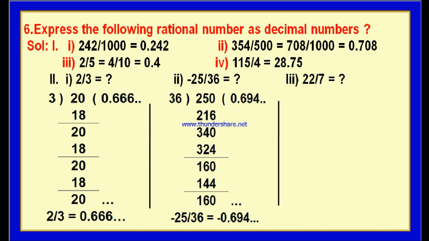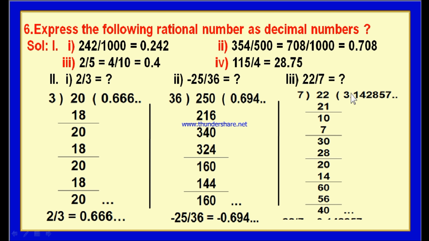Now observe the third bit, 22 divided by 7. Now in 22, 7 goes 3 times, isn't it? 3 7s are 21. If you subtract, you will get 1. The remainder is 1. You keep the point now, this is 10. 7 in 10 one time, 1 into 7 is 7. You subtract, you will get 3 as remainder.